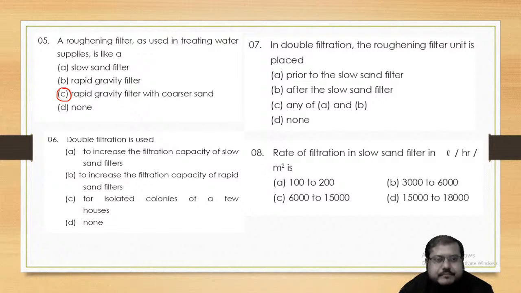Question number 6. Double filtration is used. Double filtration is first slow sand filtration, then rapid sand filtration. It is used, of course, to increase the filtration capacity of rapid sand filtration. 6B.